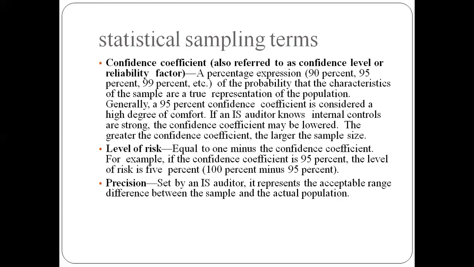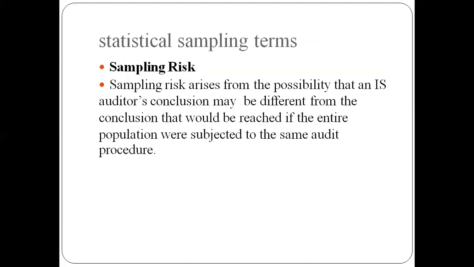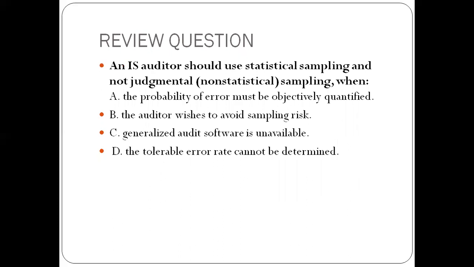So the difference between the acceptable range, the difference between the sample and the actual population, all right? I've talked about sampling risk already. So that's that about sampling. Let's look at the review questions.